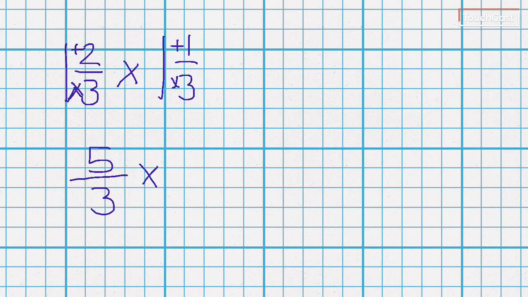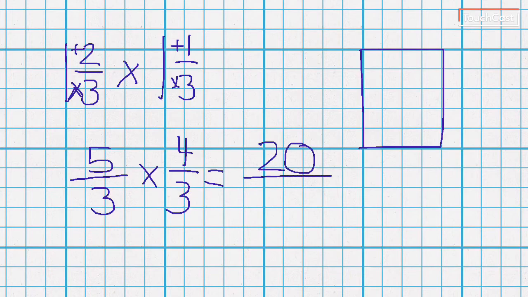5/3 times 4/3. So they're both thirds, but that doesn't mean that I'm going to change anything. If I want to draw a box for it, I would draw 5 down and 4 across to go with my numerators. And when I count these up, I would get 20. 5 times 4 is 20, and 3 times 3 is 9. So I have 20 ninths, and I'm going to turn that into my division problem.